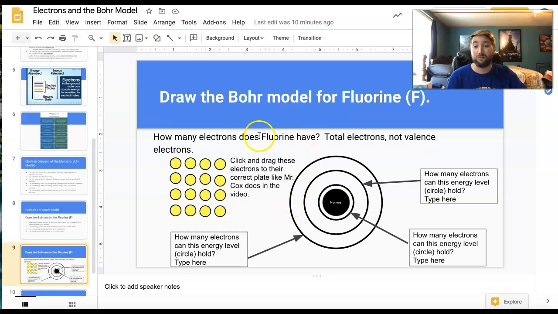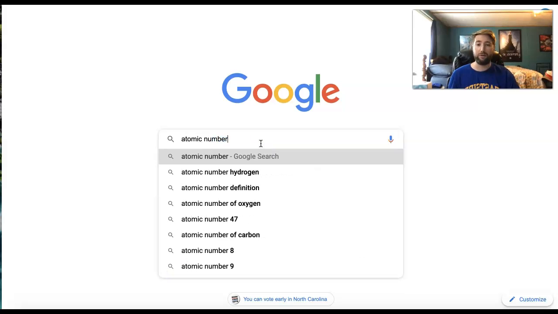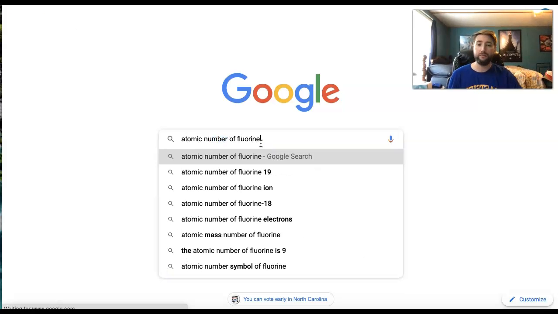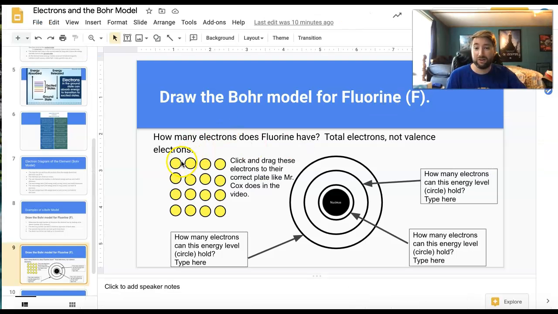So I've made this picture here. It says draw the Bohr model for fluorine, or F. It asks how many electrons fluorine has, and it's wanting the total electrons, not the valence electrons. If you open up a new tab and type in atomic number of fluorine, it's going to tell you 9. So it has 9 electrons. It looks like I've given you too many here. Let's take this first one and move it into the first energy level. This one can hold how many electrons? It can hold 2. So we're going to move them here.